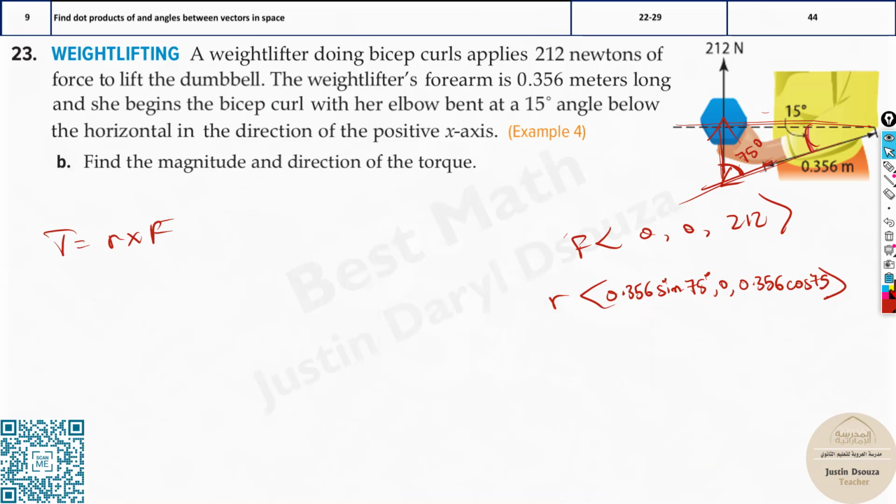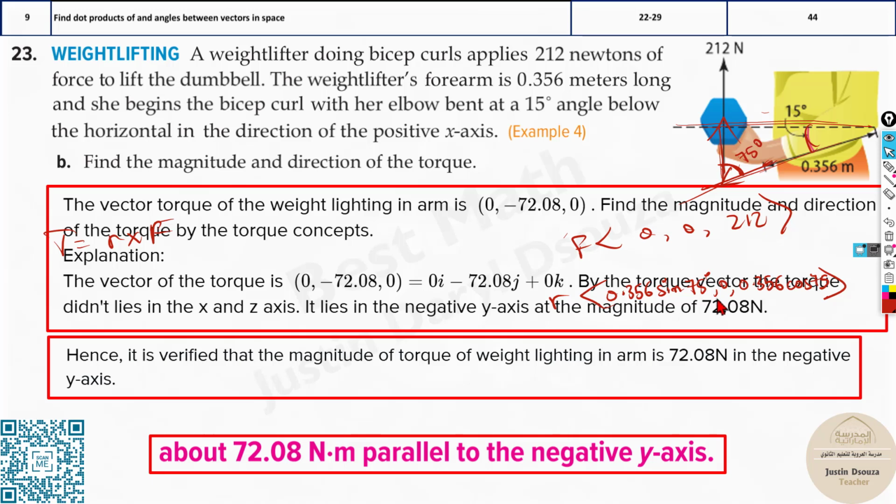And we can see the magnitude and direction of the torque. This is the answer which we got, parallel to the negative y-axis, because we got the negative sign over there. So that's how we solve this problem.